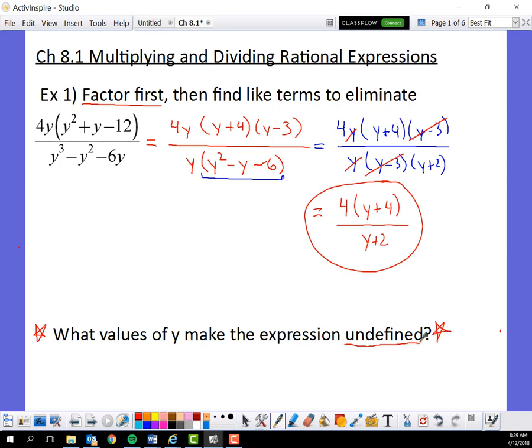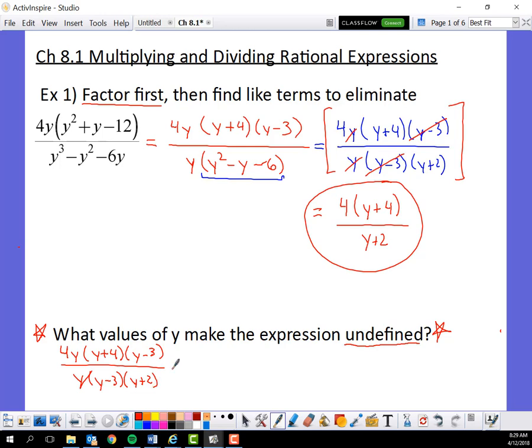So really, this is another way of asking you which y values make the denominator equal to 0. And to do that, we're going to go up here to the form that we had when it was factored completely. So let me rewrite that without canceling anything. That was 4y times y plus 4 times y minus 3 all over y times y minus 3 times y plus 2. Again, that was the factored form before we did any canceling.